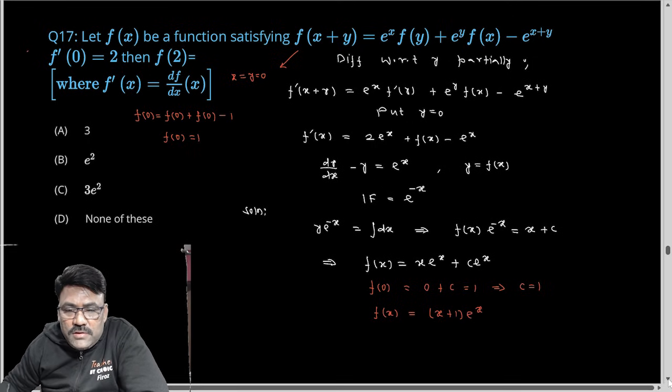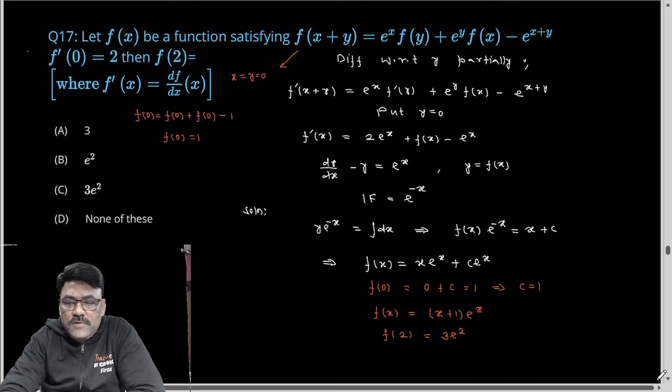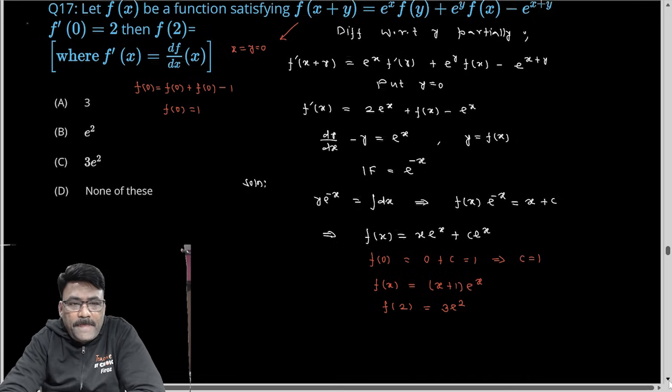Now what are they asking? They are asking f2. So put x is equal to 2, you will get 3e square. So f2 is actually 3e square, which is option C, right?